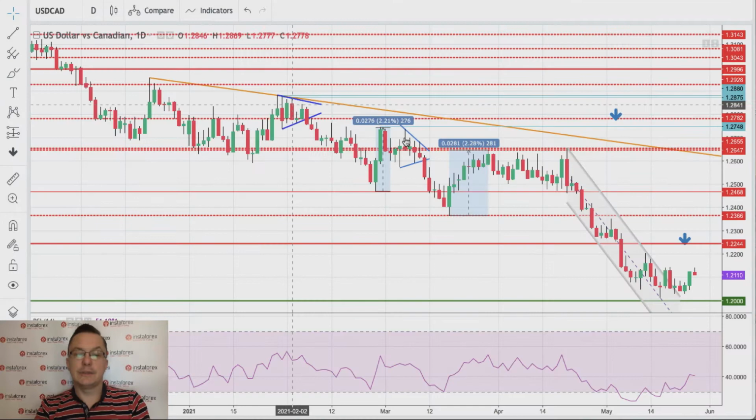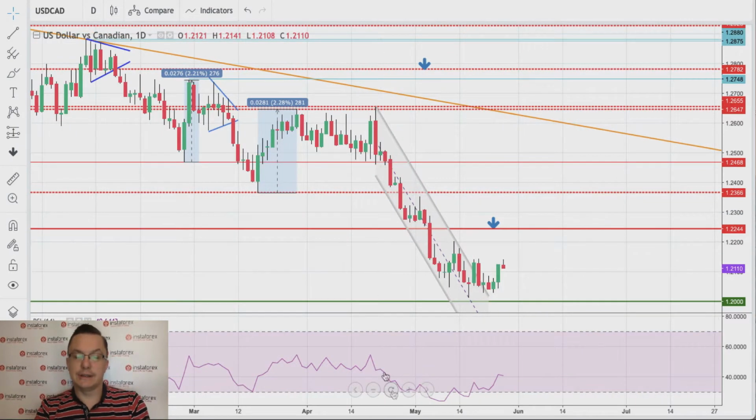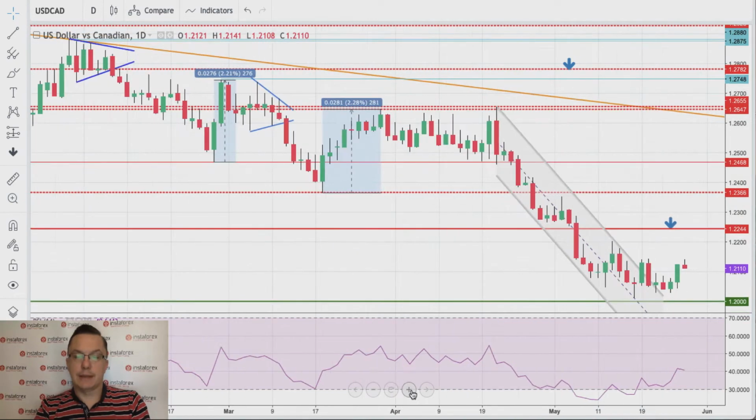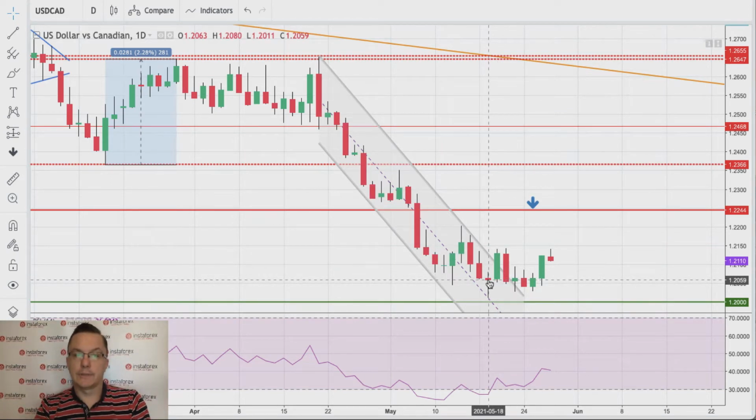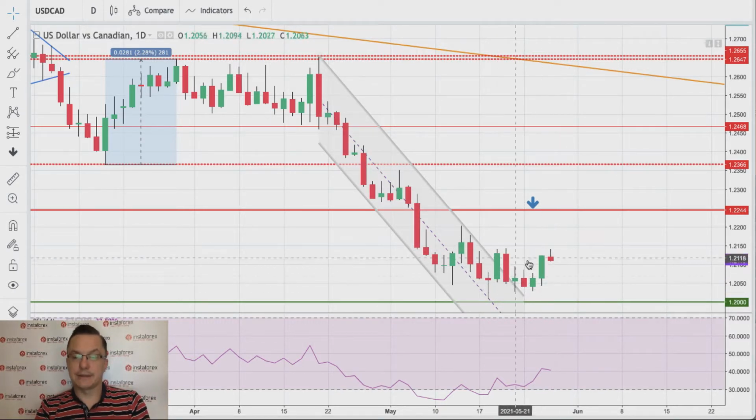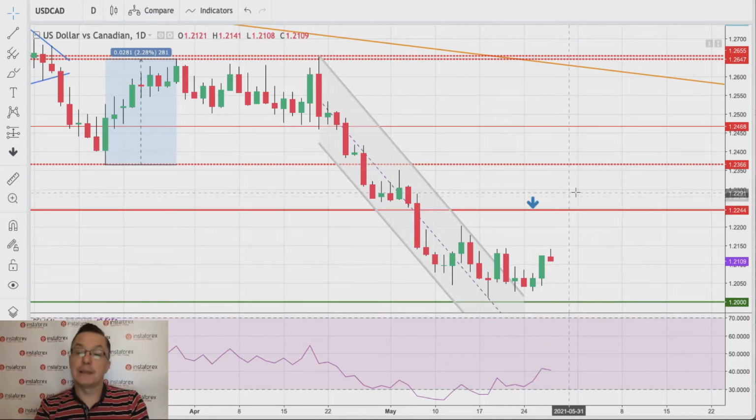So let's start with the US dollar to the Canadian dollar. We didn't see this one for some time, and what do we have here? We are out of the channel. We made a new low at the level of 1.2011. Since then, we have been trading inside of a narrow consolidation between 1.2011 and 1.2150, and as you can see, the key technical resistance located at 1.2244 hadn't been hit yet, so this is still a target for a boost.